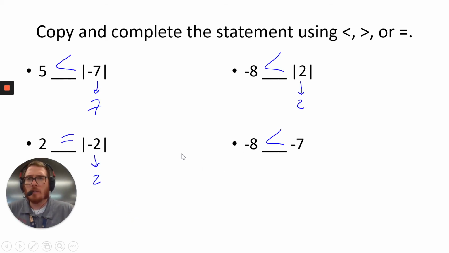On these 4 questions here, all of them should be less than, except one. So 5 is less than the absolute value of negative 7, because the absolute value of negative 7 is 7. Negative 8 is less than 2, and negative 8 is less than negative 7.